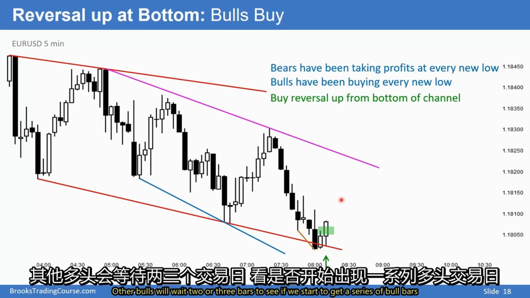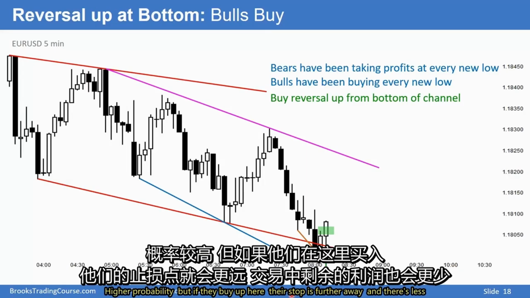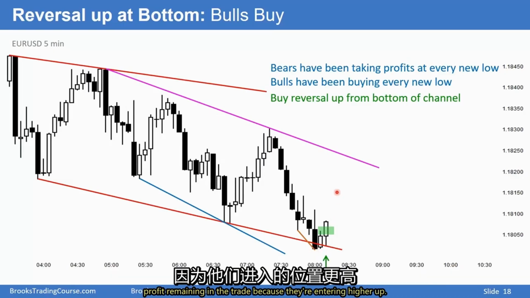Other bulls will wait 2 or 3 bars to see if we start to get a series of bull bars, and then they'll buy. Higher probability, but if they buy up here, their stop is further away, and there's less profit remaining in the trade because they're entering higher up.